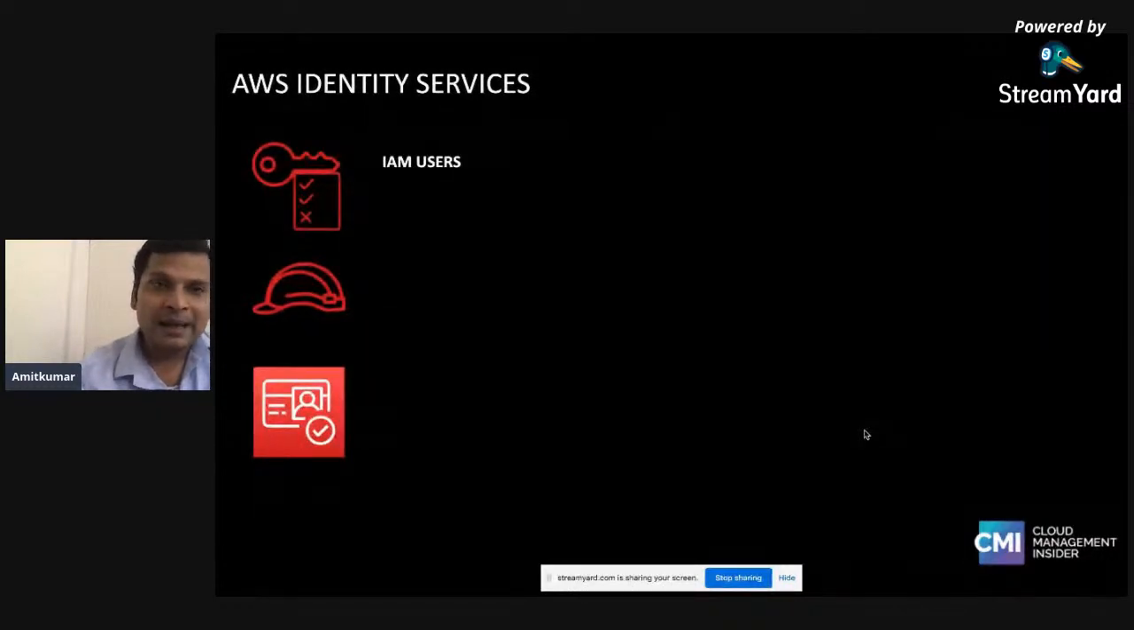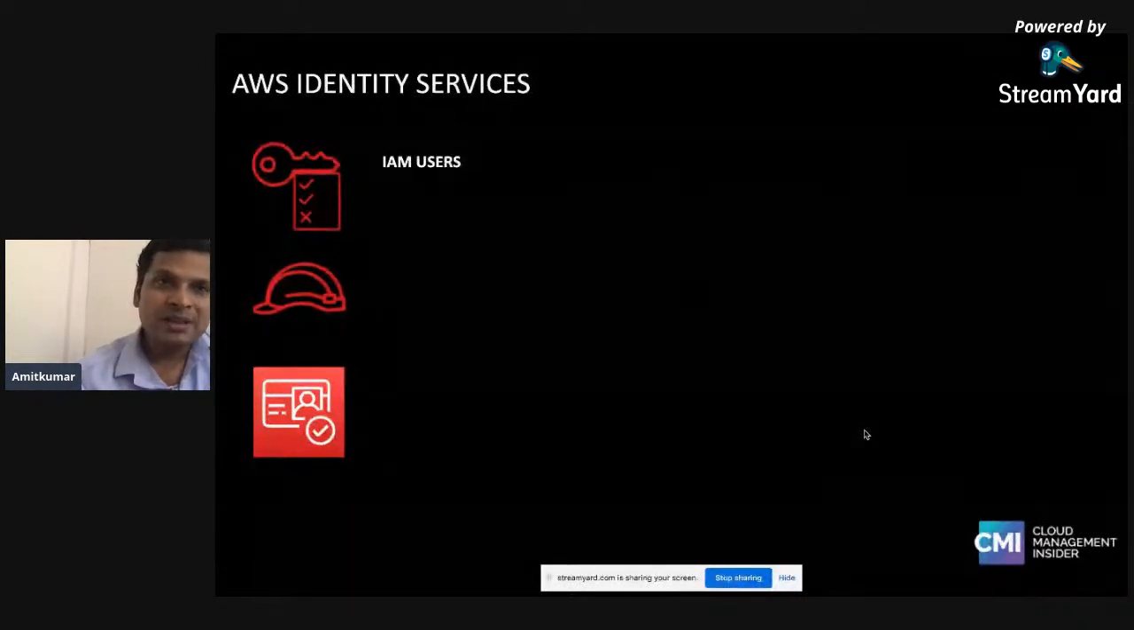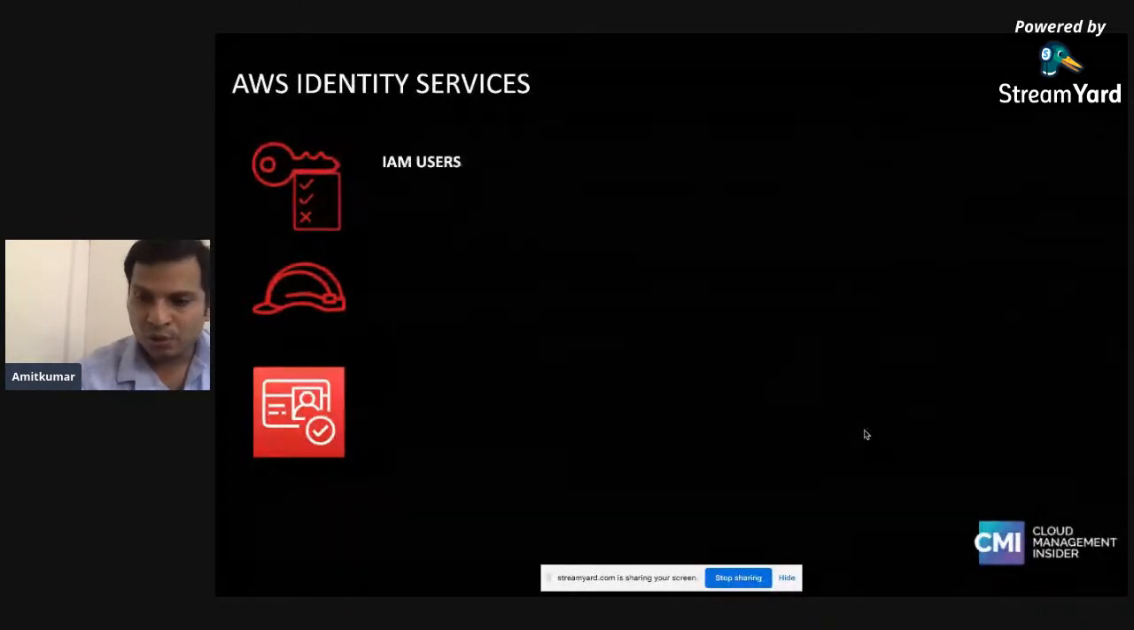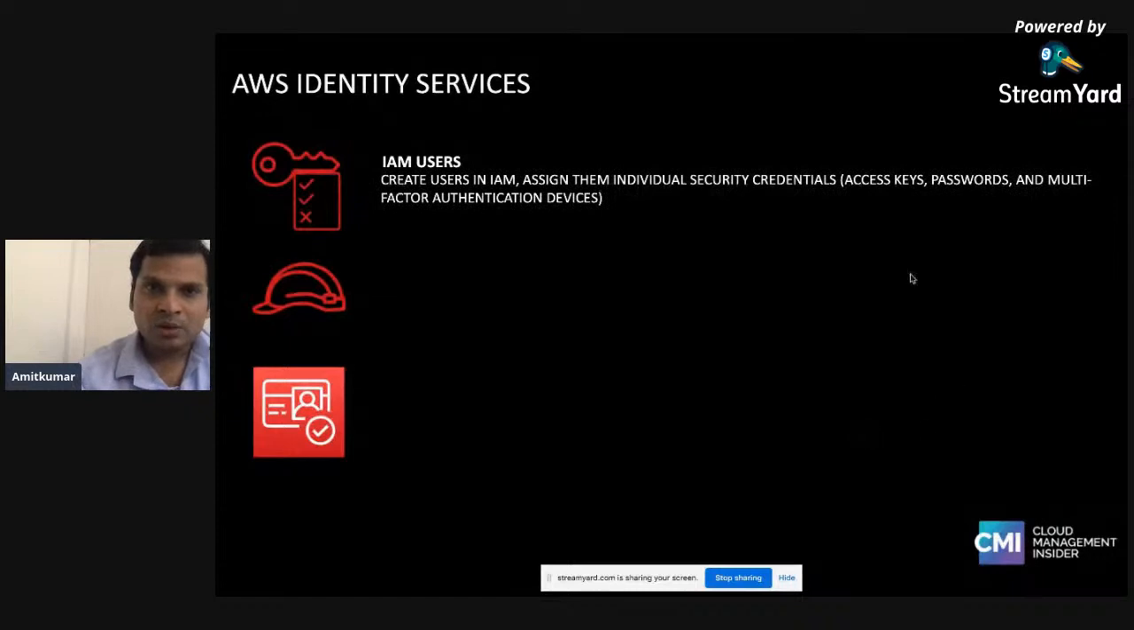IAM user. IAM is nothing but Identity and Access Management users. So AWS Identity Service allows you to create users so that you can assign security credentials, access keys, passwords, and multi-factor authentication through various ways.